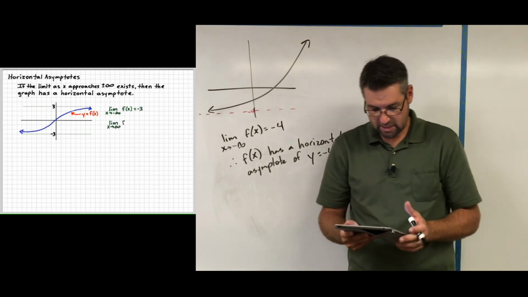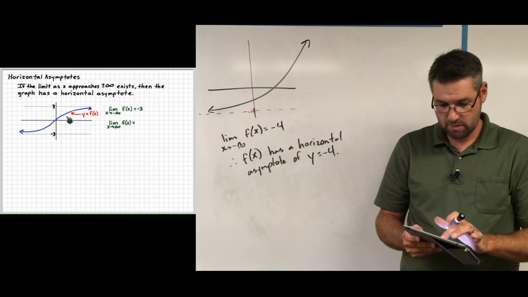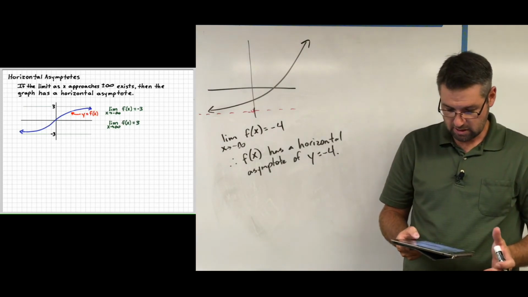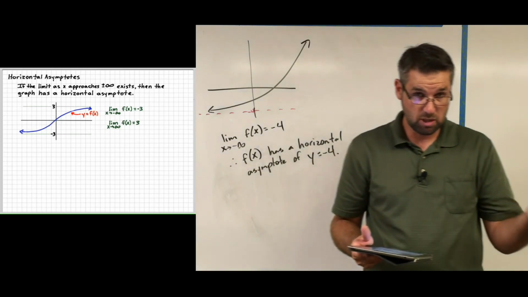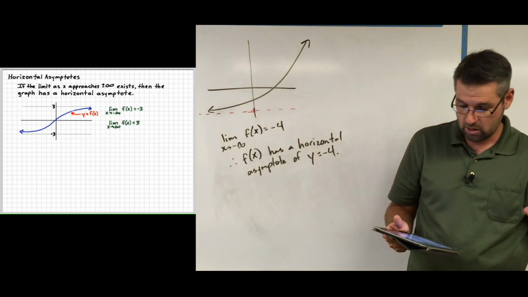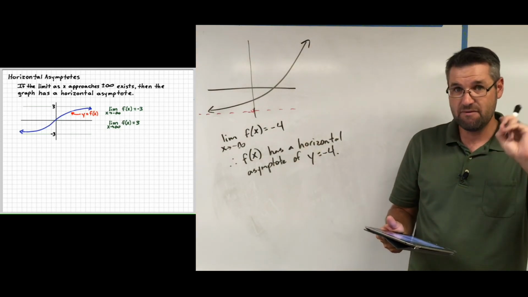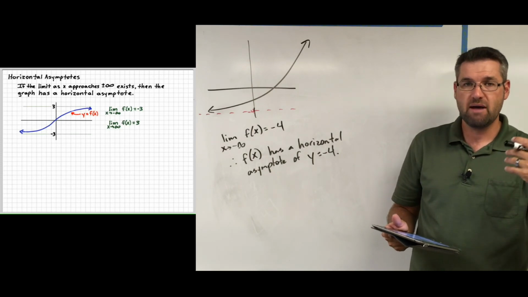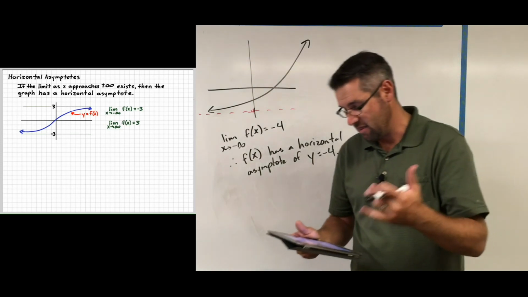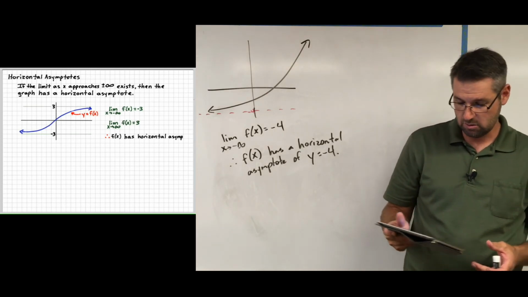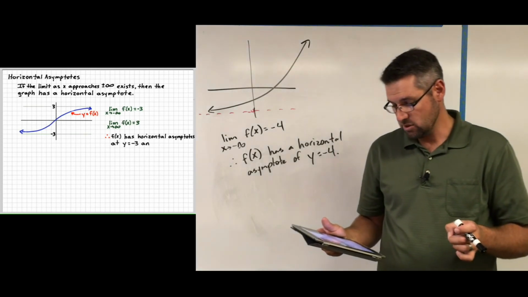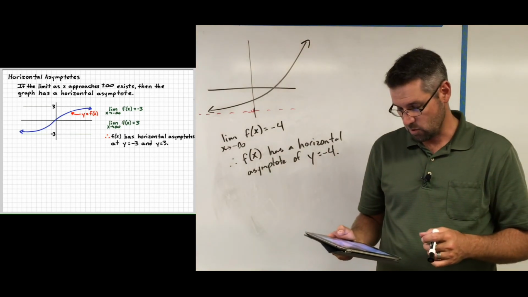And the limit as x approaches positive infinity is approaching positive 3. Because the limit as x approaches plus or minus infinity, either one, gives you a specific number, then you have a horizontal asymptote at that number. Okay? So therefore, f of x has horizontal asymptotes of y equals negative 3 and y equals 3.